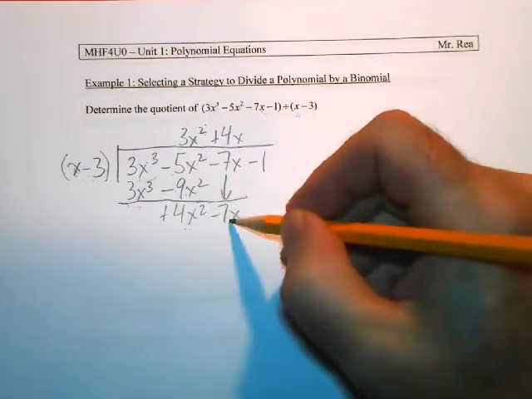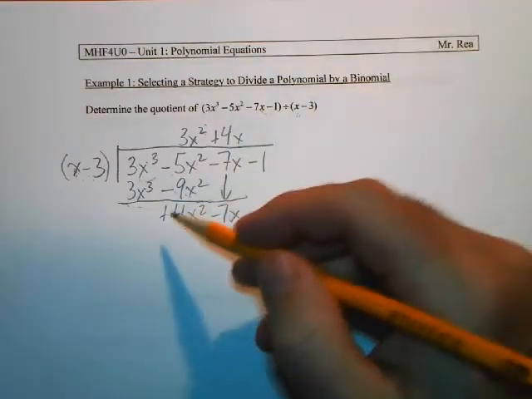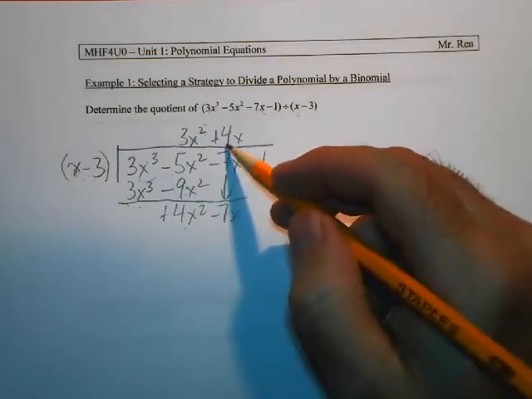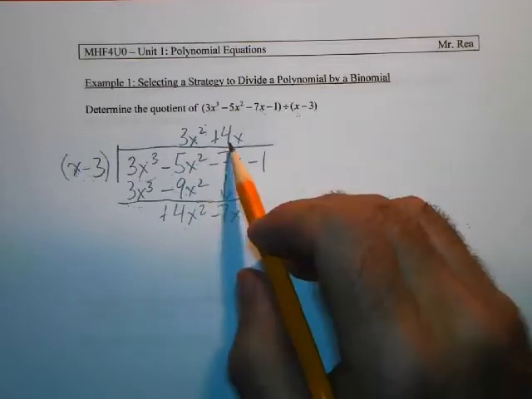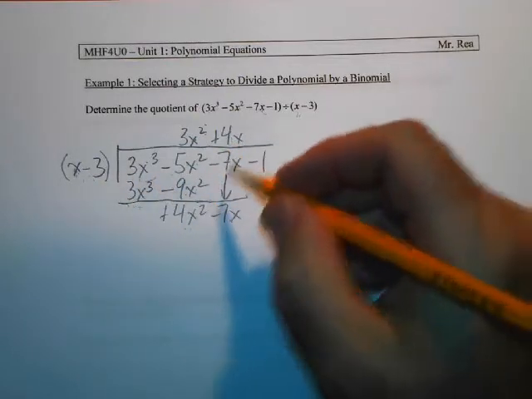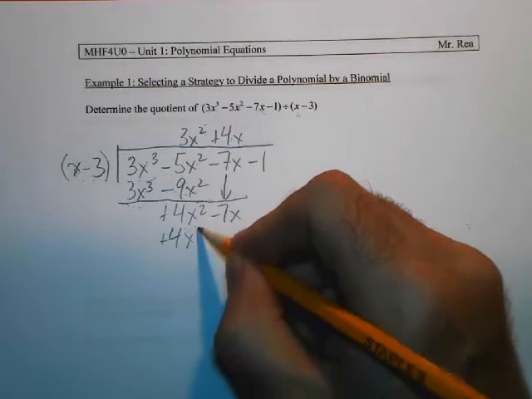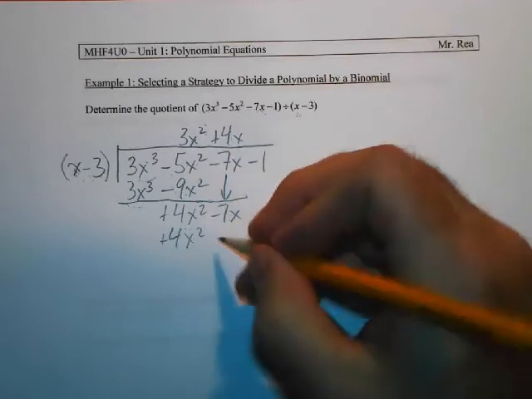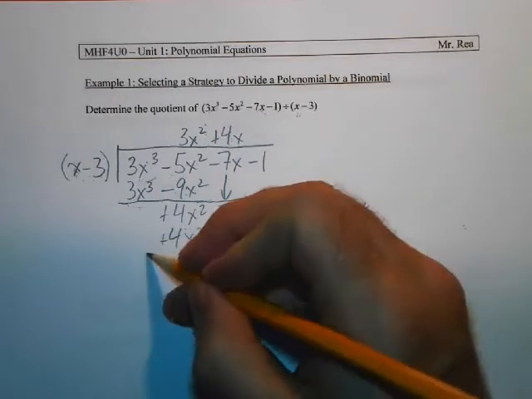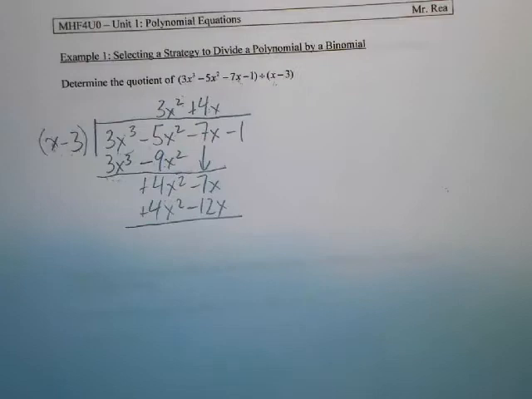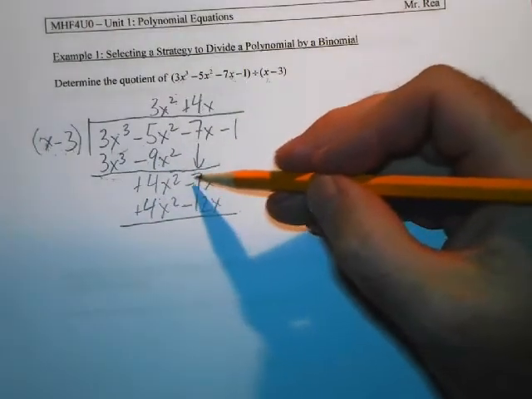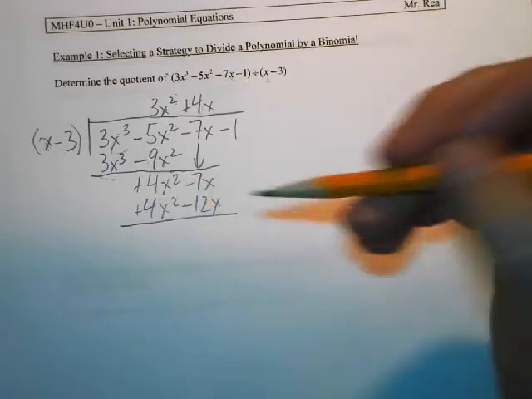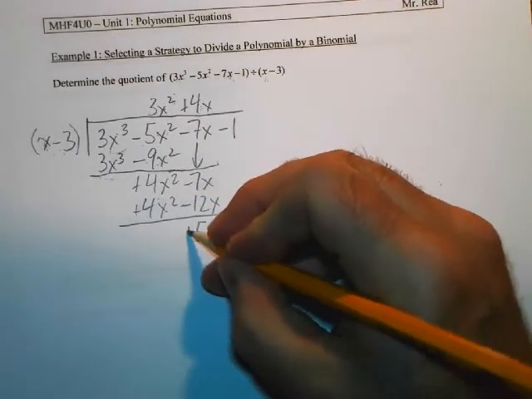Okay, so we brought that down. Sign stays the same, and now, oh, we already did this, right? So let's see what we get when we multiply 4x times x minus 3. Well, we know it's 4x squared because we picked that. And then you multiply negative 3 times 4x is negative 12x. Okay, now when you subtract, again, the same thing happens. Negative 7x minus negative 12x is the same as negative 7x plus 12x. So you've got a positive 5x here.